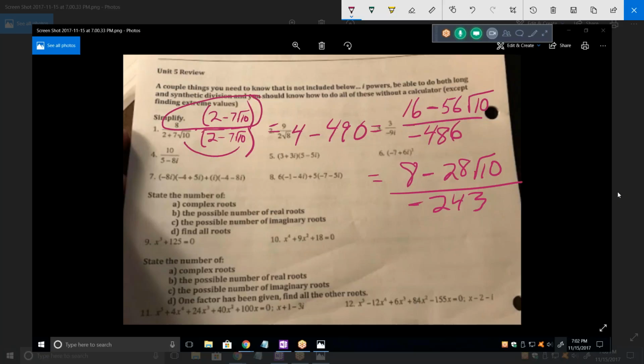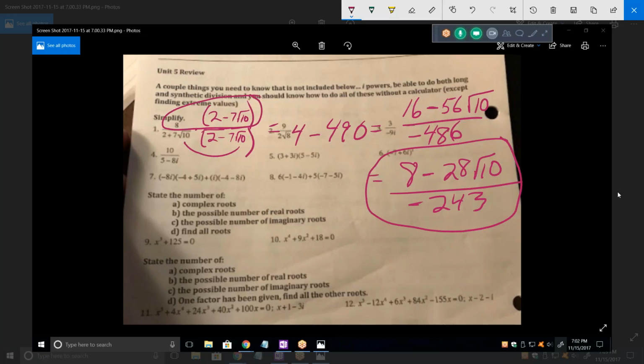If I'm trying to figure out if this is simplified or not, then I'm looking for numbers that divide into 243, also 8, also 28. Right. Now, 243 is divisible by 9 because the digits add up to 9. It's also divisible by 3 because anytime the digits add up to a number that is divisible by 3, that number is divisible by 3. But neither of the numerators are divisible by 3 or 9. So this looks like a final answer.